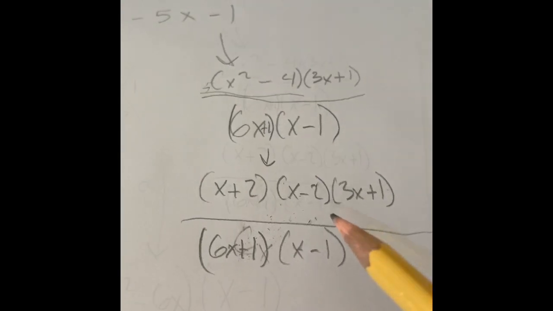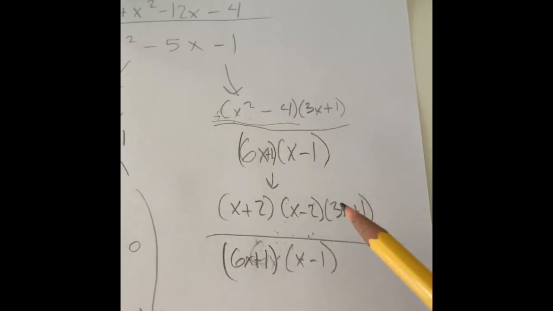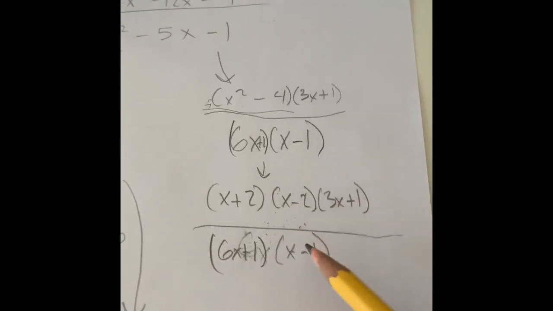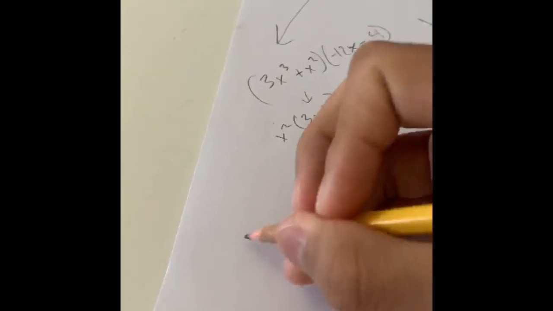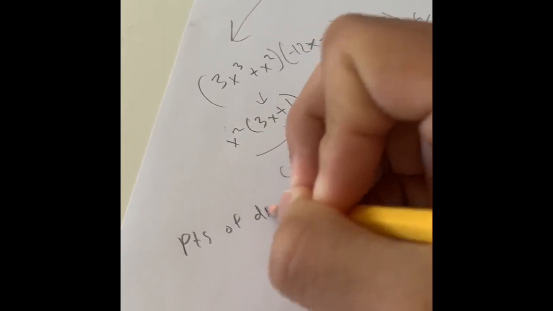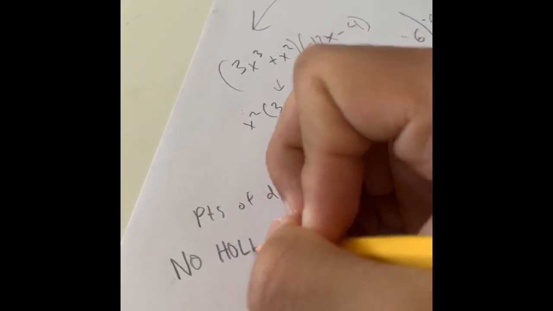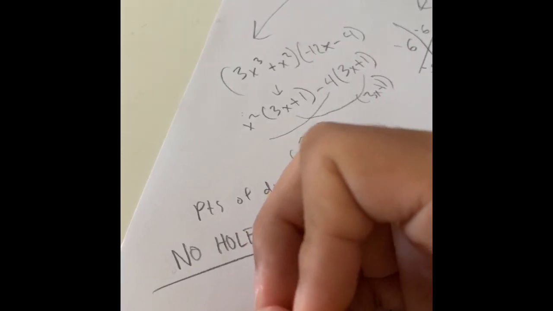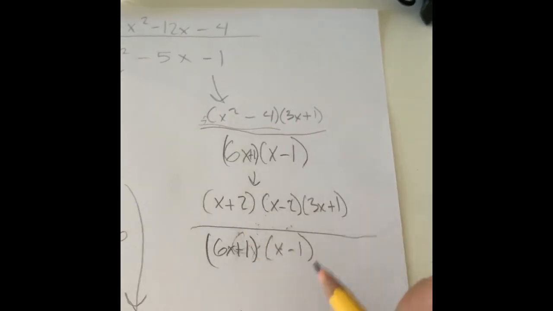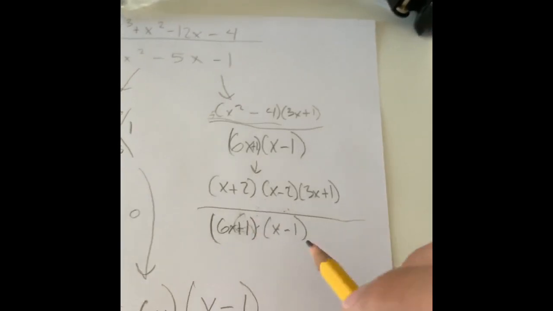So now, when I'm looking at this, my simplified equation is a lot easier, right? Now, are there any holes? Can anything from the numerator and denominator cancel out? No. So for this equation, for points of discontinuity, there are no holes. And now we just look at our vertical asymptotes. Because none of them cancel out. There's no x plus 2 or x minus 2 on the bottom, there's no 3x plus 1 on the bottom. None of them are the same.